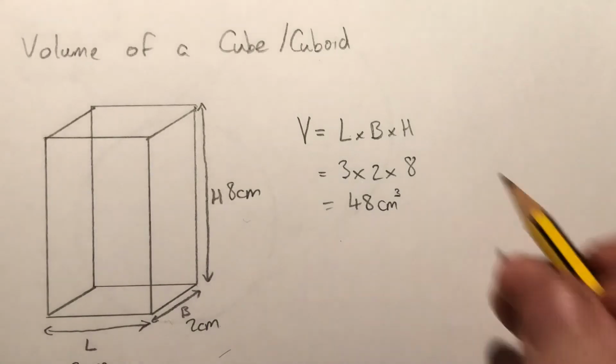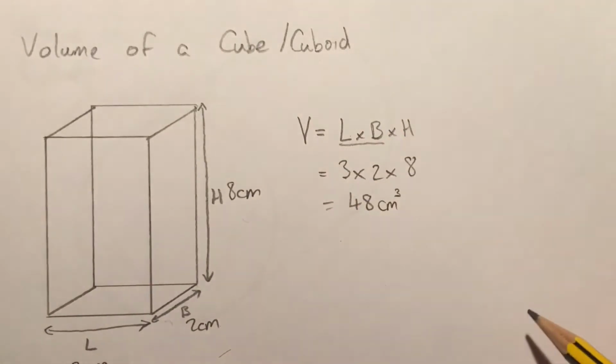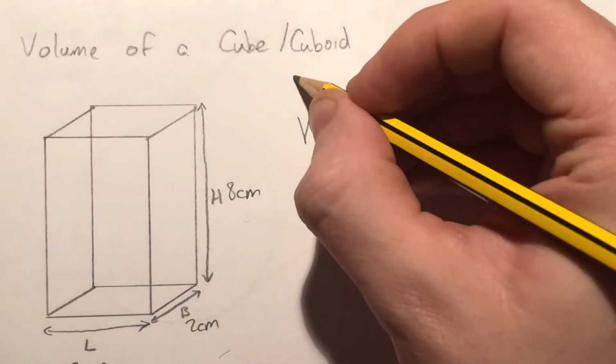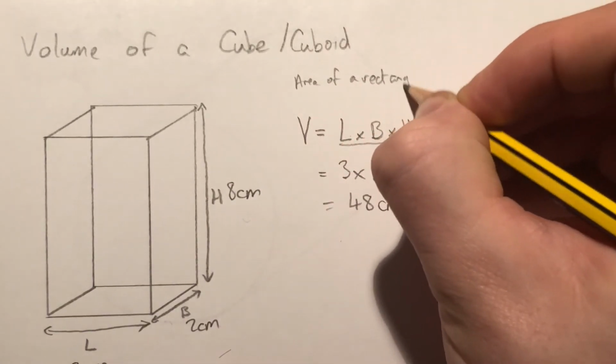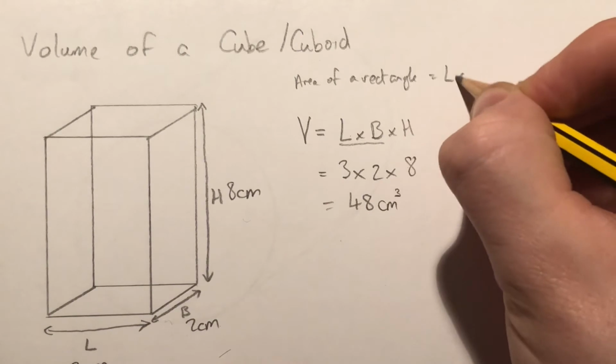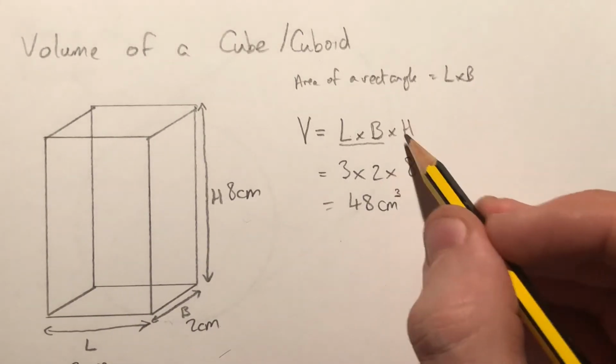Now, so far, I'm hoping you've noticed, we know that the area of a rectangle, or a square in that case, is length times breadth. All of those just get multiplied by the height.